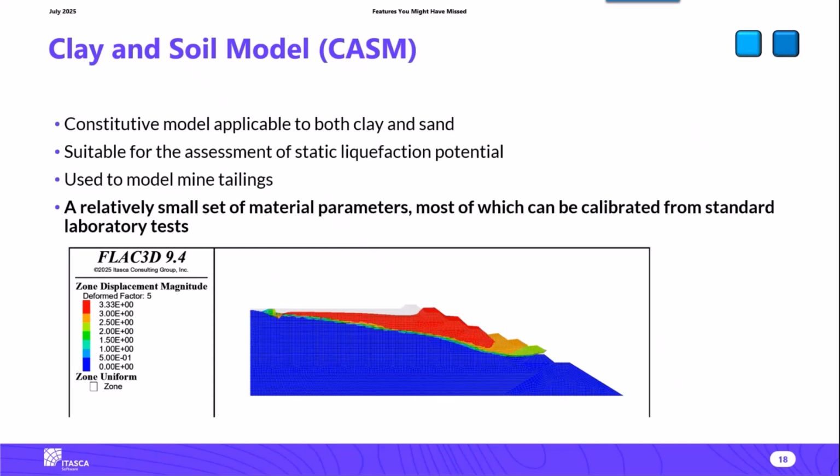More recently, we've added the clay and soil model. This is a constitutive model that's applicable to both clay and sands. It's suitable for the assessment of static liquefaction potential and is primarily used to model mine tailings. One of the really nice things about the clay and soil model is that a relatively small set of material parameters, most of which can be calibrated from standard lab tests, is all that's needed. And then we have updated some of the examples to include this constitutive model. Here we see a tailings dam.